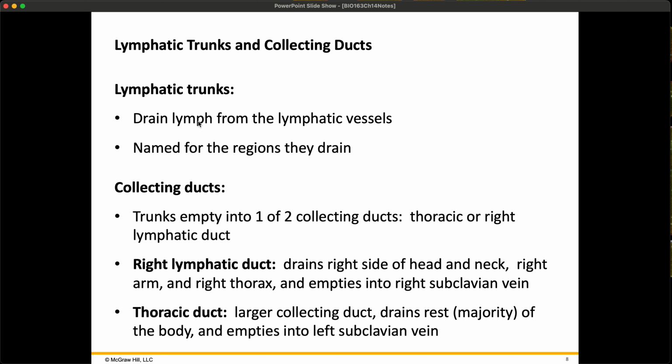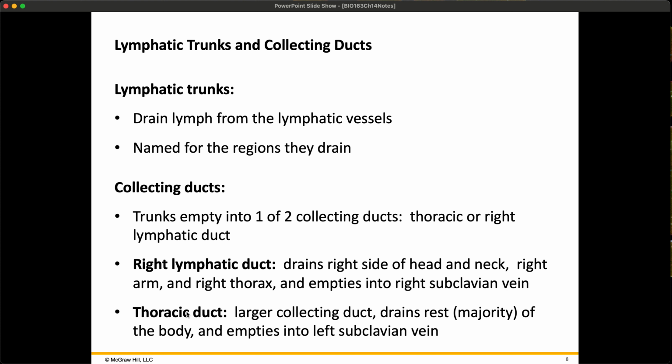Lymphatic trunks drain from lymphatic vessels and typically are named for the regions that they drain, so the cephalic, the thoracic, those kinds of things. The trunks then merge into ducts. There are 2 collecting ducts through the whole body, so you can think capillaries to vessels, vessels to trunks, and then trunks merge into one of these 2 collecting ducts. The 2 collecting ducts are the right lymphatic duct, which drains the right side of the head and the right arm and upper chest, and then the thoracic duct, which drains everything else. So it has a much larger job.